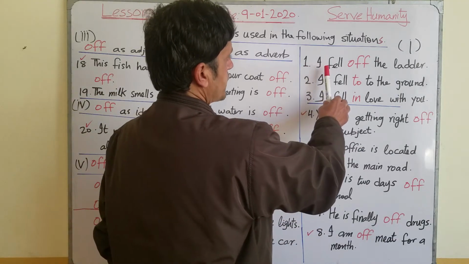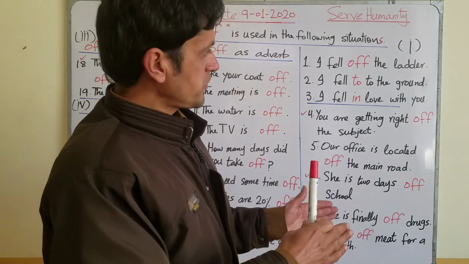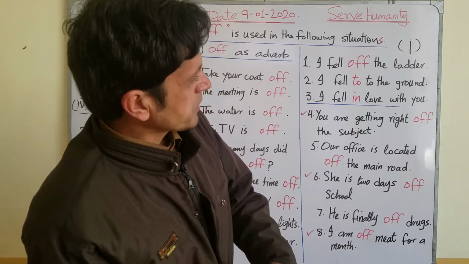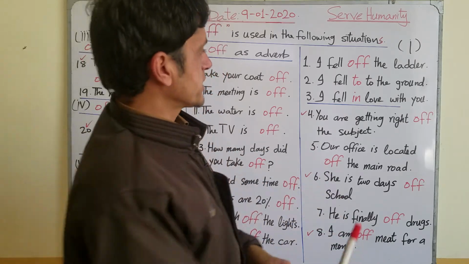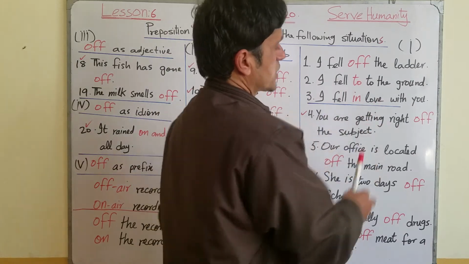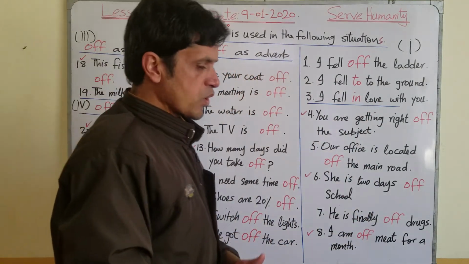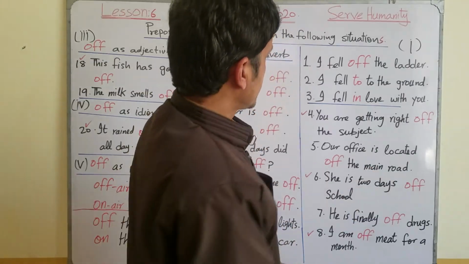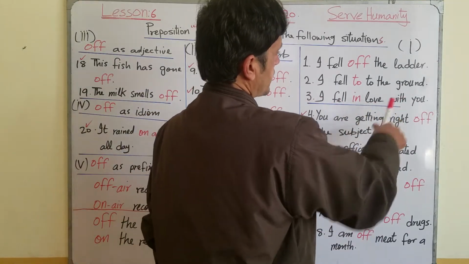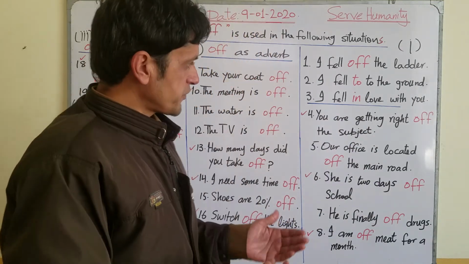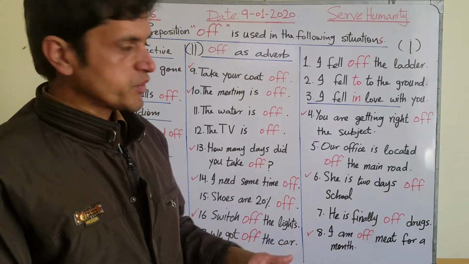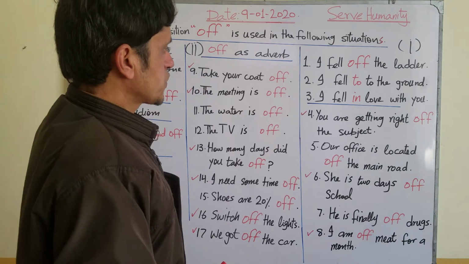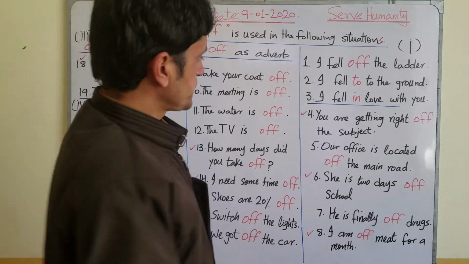So number one, I fell off the ladder. It means that you come down from the ladder. Number two, I fell to the ground. For example, if you are walking and you slip down, you fell to the ground. Number three, I fell in love with you. When you start loving someone, you can say, I fell in love with you. So I fell off the ladder, I fell to the ground, and I fell in love with you.